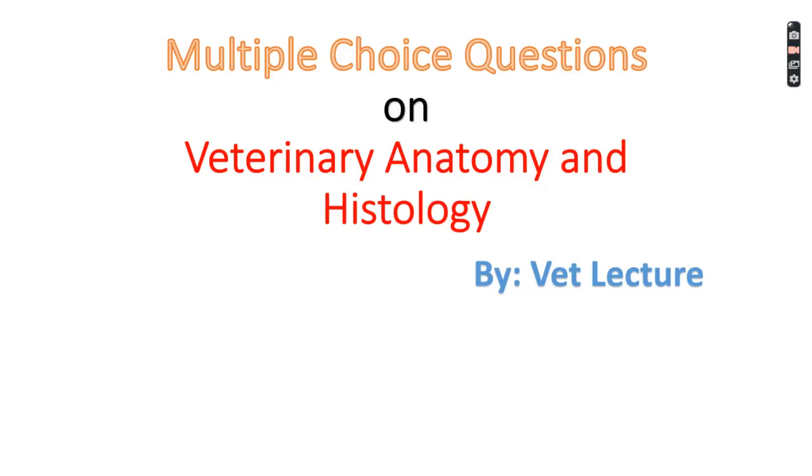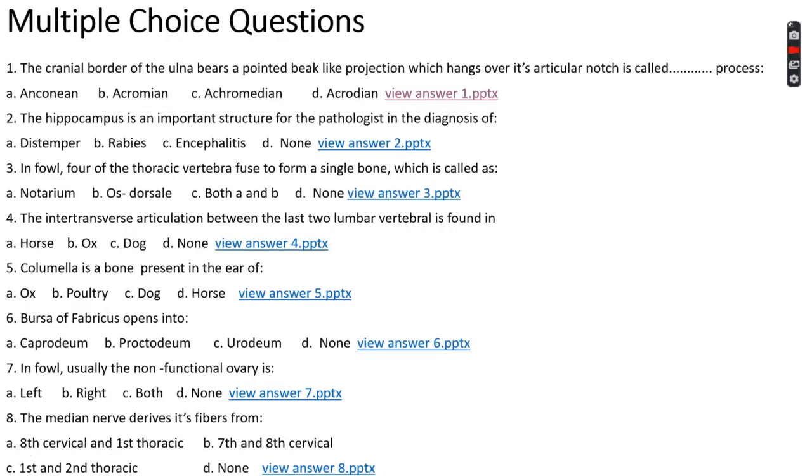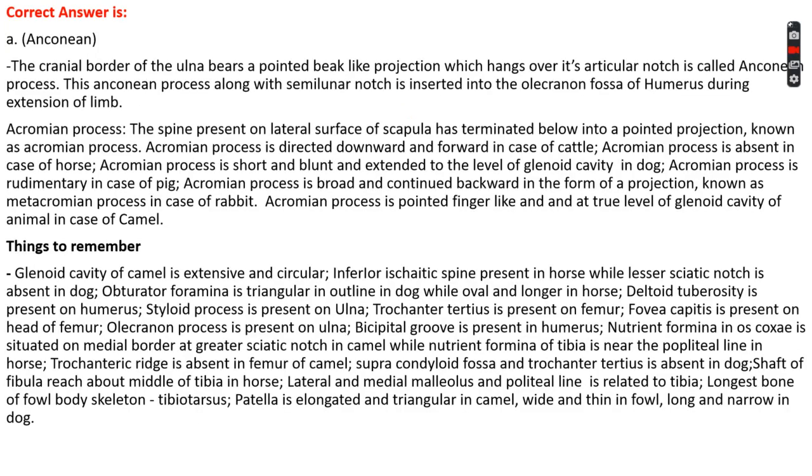Today we will discuss multiple choice questions on veterinary anatomy and histology. Question number one: The cranial border of the ulna bears a pointed beak-like projection which hangs over its articular notch is called: option A, Anconeal process; option B, Acromion process; option C, Acromedian process; or option D, Acrodian process. The right answer is option A, that is the Anconeal process.